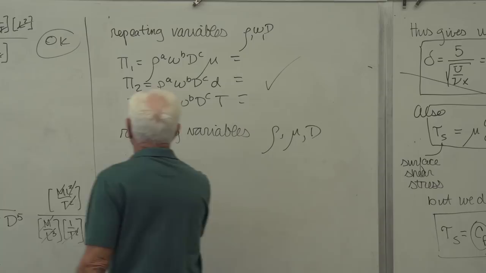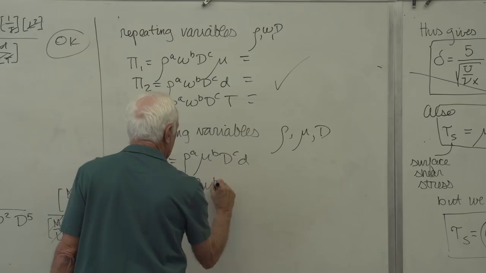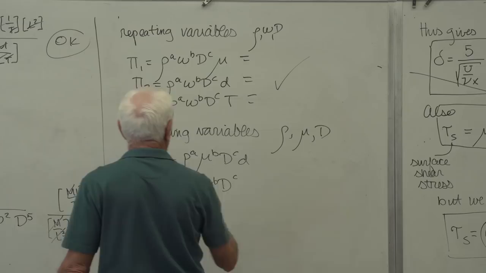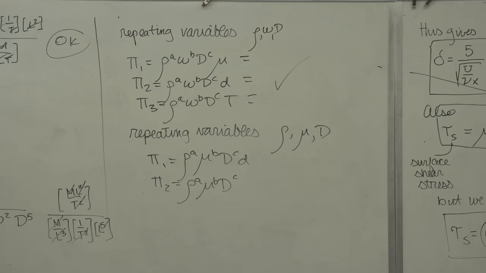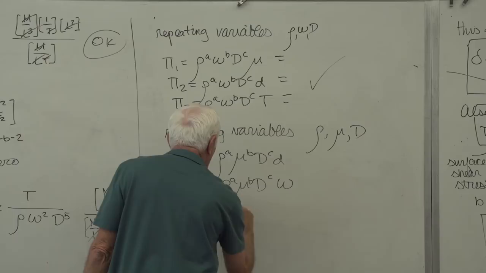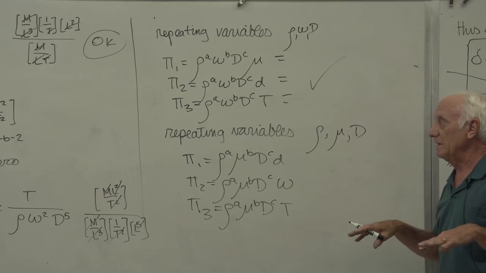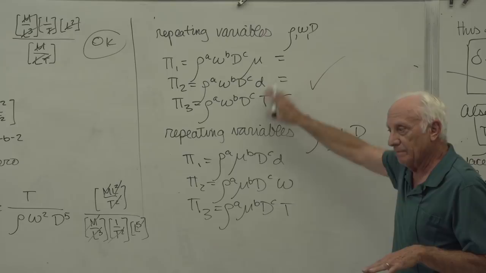Pi 1: rho to the a, mu to the b, omega to the c, little d. Pi 2: rho to the a, mu to the b, omega to the c, big D. Pi 3: rho to the a, mu to the b, omega to the c, times torque. If I do that one, and these are fine, I'm going to get three. They will probably be different pi parameters than this guy got. Who's right? They're both right. As long as you found a set of dimensionless parameters, you're right.